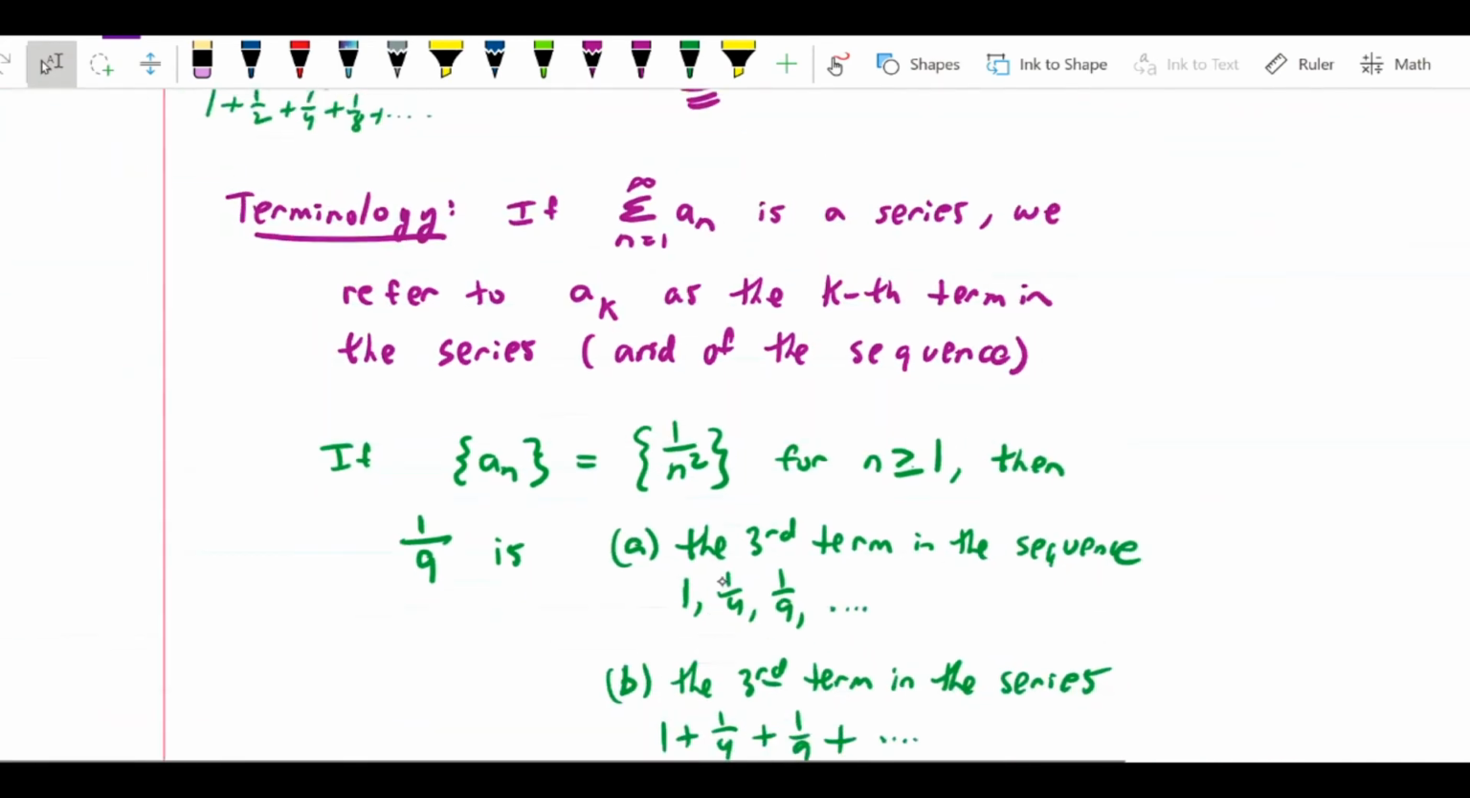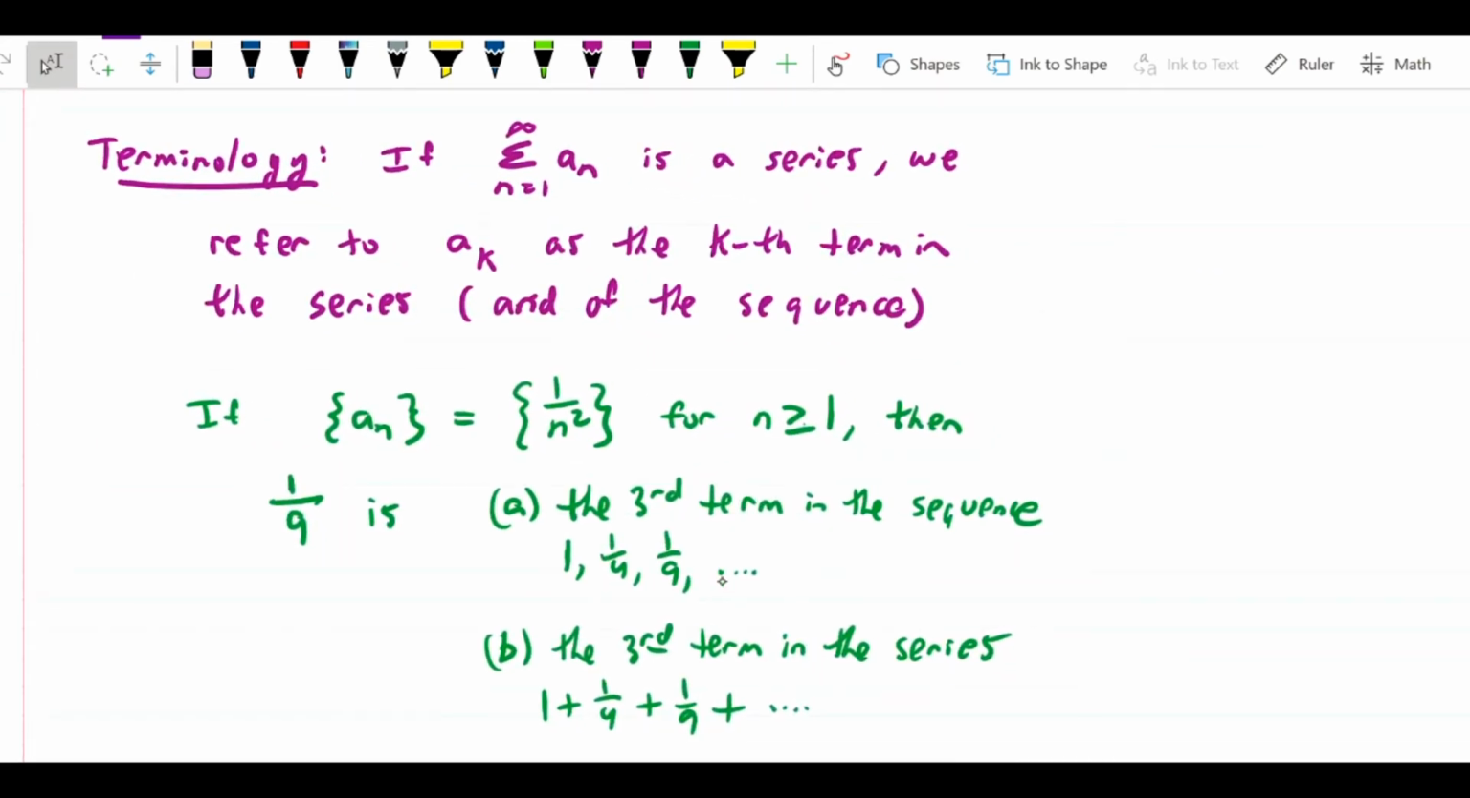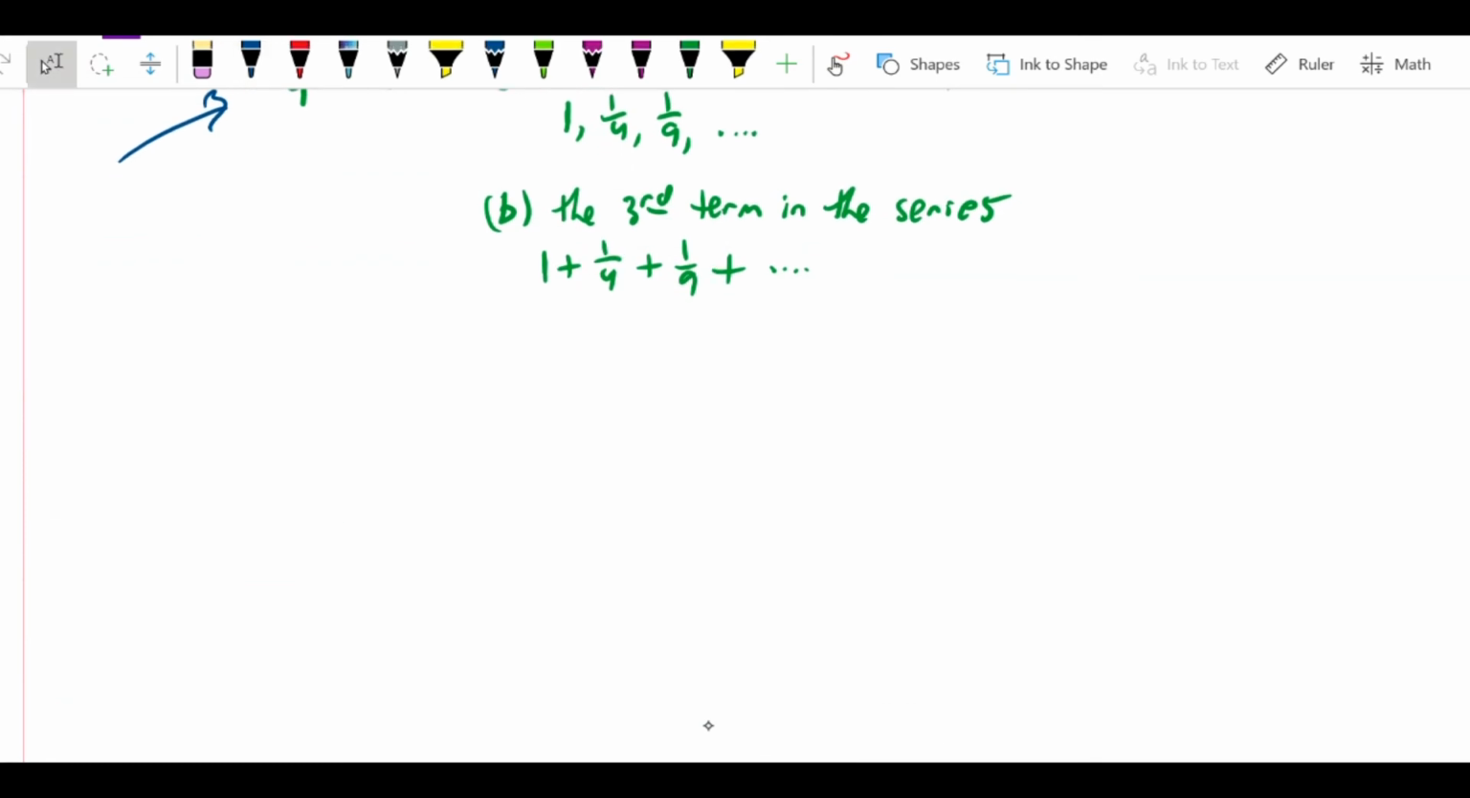Just cover a little bit more terminology here. If the sum of an from n equals 1 to infinity is a series, we refer to ak as the kth term in the series and also of the sequence. So you can see that down here. I'll just highlight this. If I have the series an is 1 over n squared for n greater than or equal to 1, then 1/9 is the third term in the sequence, but it's also the third term in its corresponding series. So whether I'm talking about listing the terms one after the other as in 1 comma 1/4 comma 1/9, or adding them together as in 1 plus 1/4 plus 1/9, 1/9 would still be referred to as the third term.